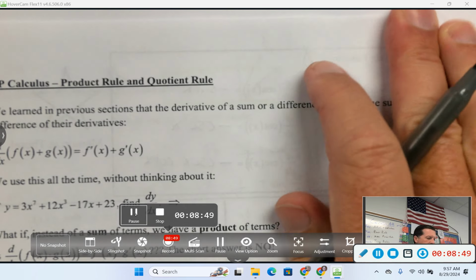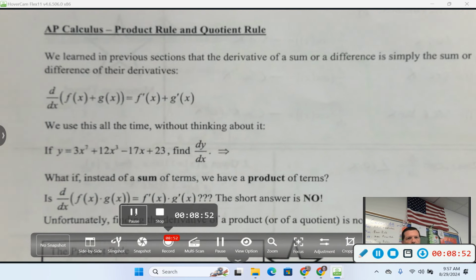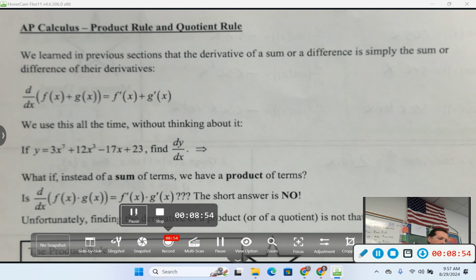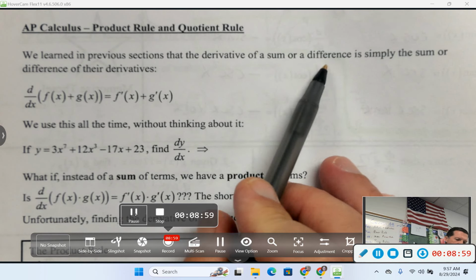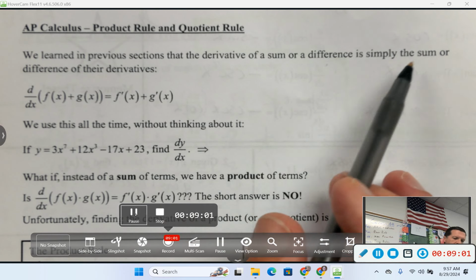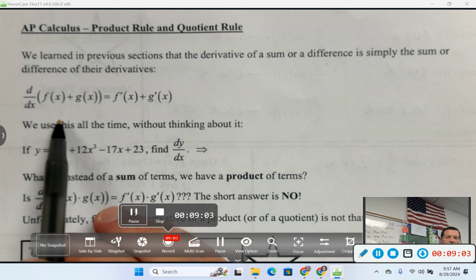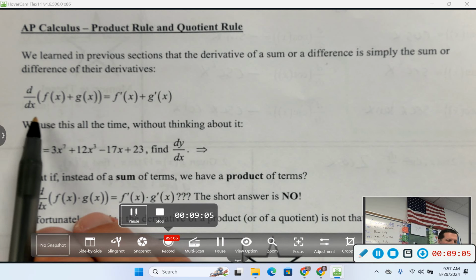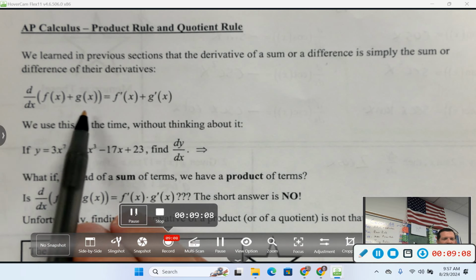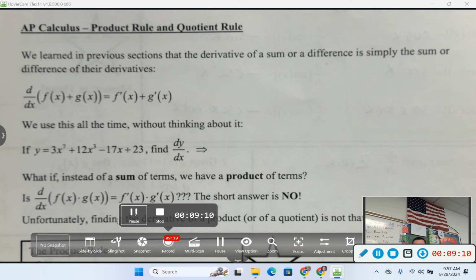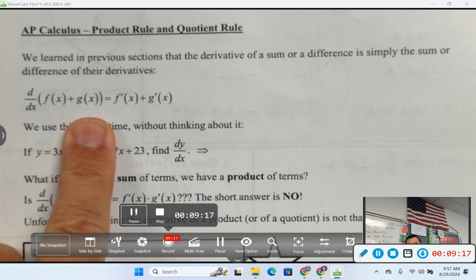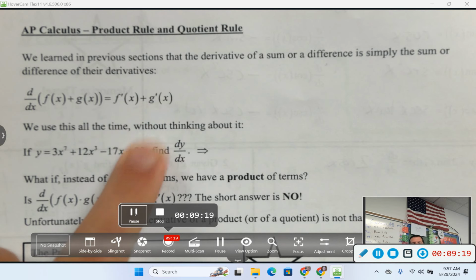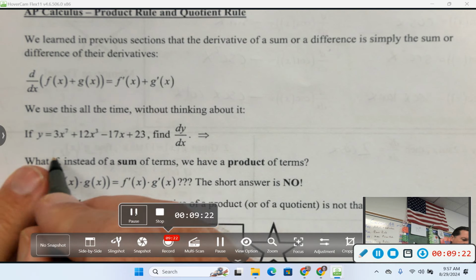Okay, product rule and quotient rule. We learned in previous sections that the derivative of a sum or difference, so adding or subtracting, is simply the sum or difference of their derivatives. So I don't want to say distribute, but that's kind of what's happening. You could sort of distribute the differential operator. It'll sound fancy. And the derivative of f plus g is the derivative of f plus the derivative of g. We use that all the time without even thinking about it.